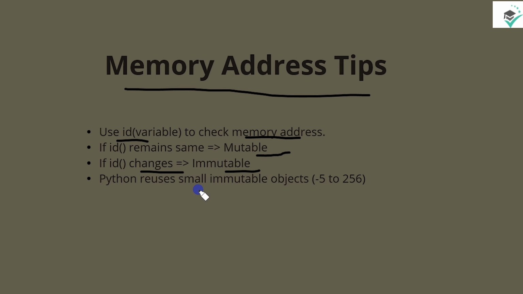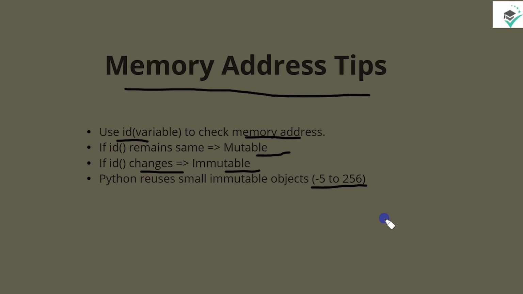Python also reuses small immutable objects like -5 to 256. That is because generally these are values frequently used by programmers in programs, like counter variables or to accept values from the user. So these are a frequently used range of numbers. These values are stored in memory to speed up the performance of the program and get faster outputs.